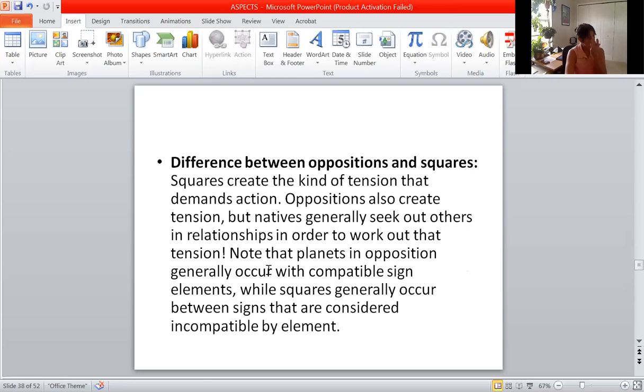Differences between oppositions and squares. The squares create the kind of tension that demands action. Oppositions also create tension, but natives generally seek out others in relationships in order to work out that tension. Note that planets in opposition generally occur within compatible sign elements. That's what I was saying, that they would be both female or both male, while squares generally occur between signs that are considered incompatible by element.